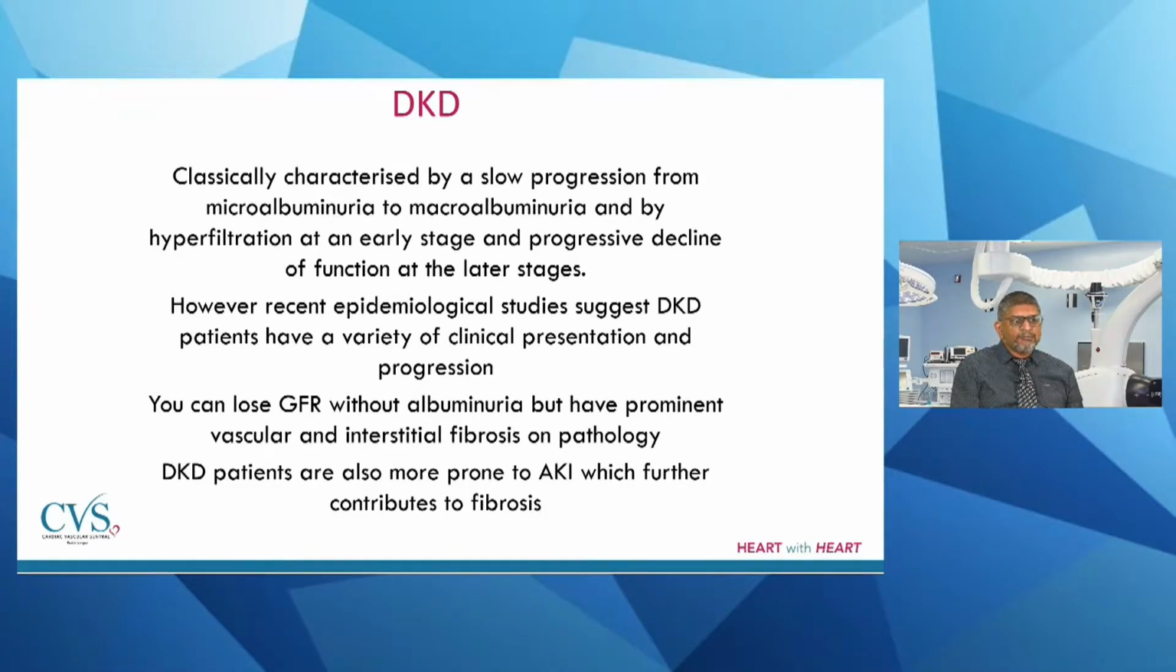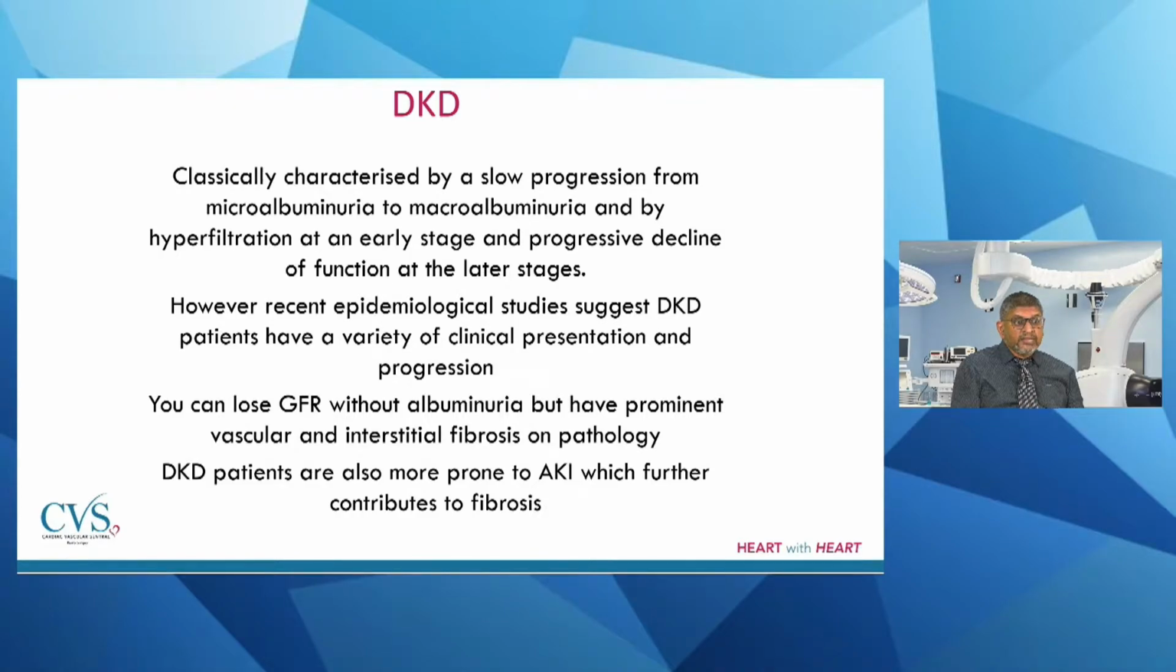However, recent epidemiological studies suggest there is actually no one-size-fits-all. There's a very different kind of presentation for these patients. You can actually lose kidney function even without albuminuria. So urine can be normal and you can still lose GFR. So proteinuria being the hallmark of diabetic kidney disease is now not really a truism by itself, especially in those who have a lot of vascular and interstitial pathology. You may not get much albuminuria.